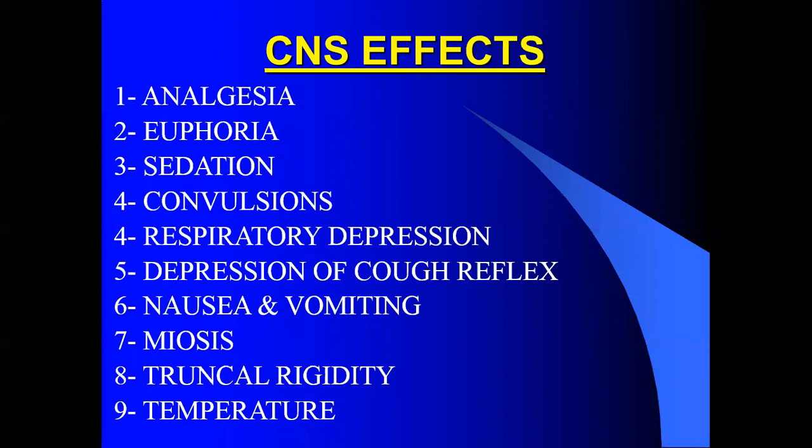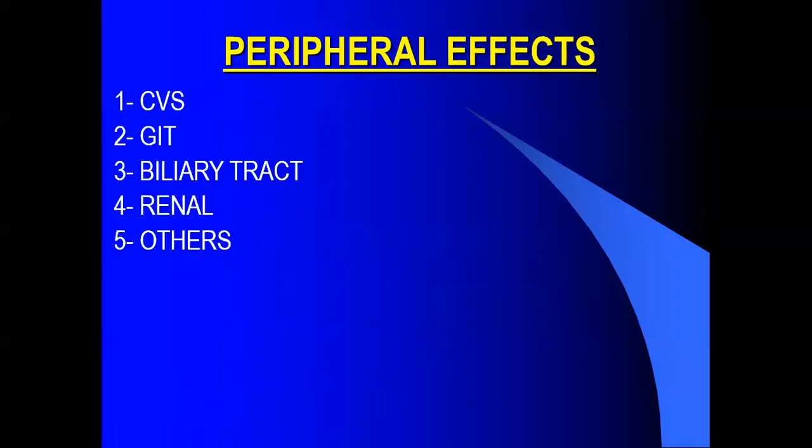So what are the pharmacological effects? On the CNS, we have analgesia, euphoria, which means a sense of well-being. The patient feels that everything is okay, he's happy. Sedation, convulsions, respiratory depression, depression of the cough reflex, nausea and vomiting. Miosis is constriction of the pupil, truncal rigidity, and temperature. Peripheral effects are mainly on the CVS, cardiovascular system, GIT, biliary tract, kidneys or renal, and some are miscellaneous.